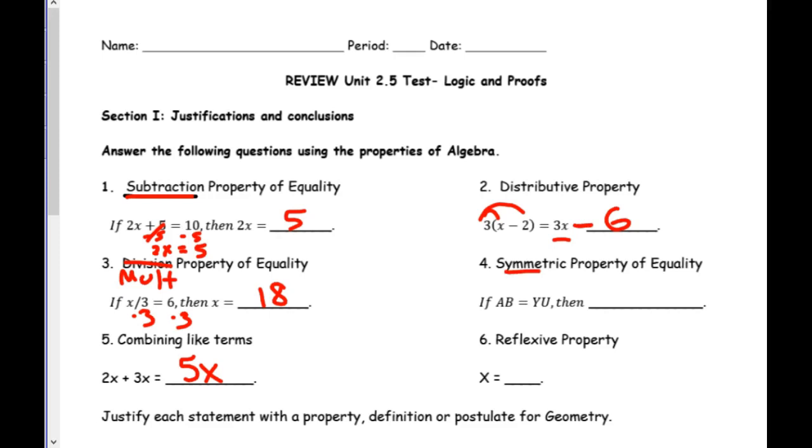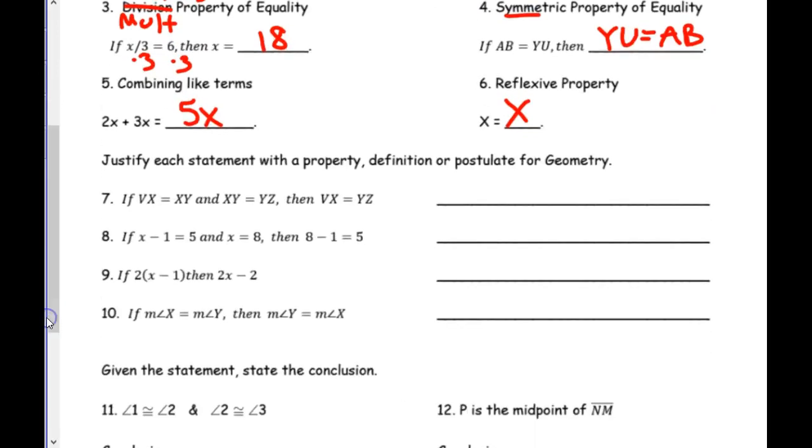Symmetric, again, you can use your little sheet. That's when you just flip it around. AB equals YU, then YU equals AB. Just flip it around. Reflexive is when something equals itself. X equals X. Okay, so if Vx equals Xy, and that Xy equals YZ, then Vx equals YZ. And when you skip over that, that's the transitive property.